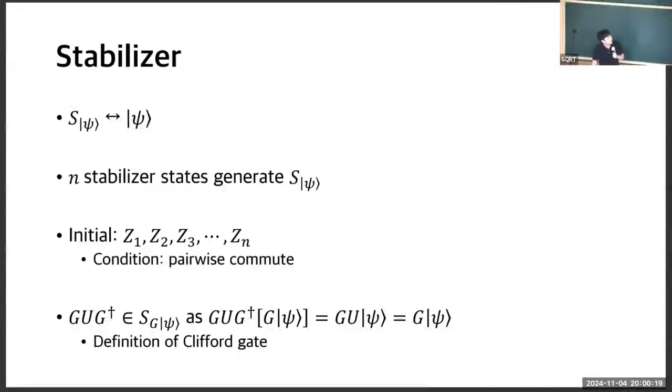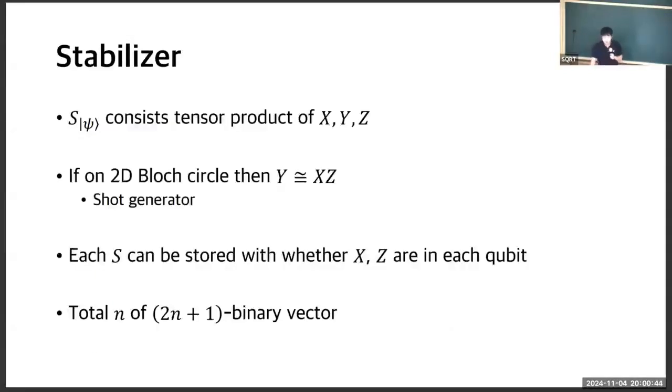For gate application, to get G psi, we can just use the conjugation G U G dagger. This makes psi into G psi, so that makes G U G dagger the stabilizer of G psi. So S psi is a subset of Pauli gates, so they are tensor products of X, Y, and Z gates. And if it is on the 2D Bloch circle, then Y is about the same as XZ.